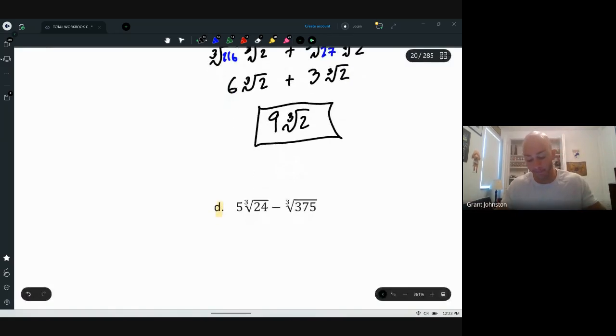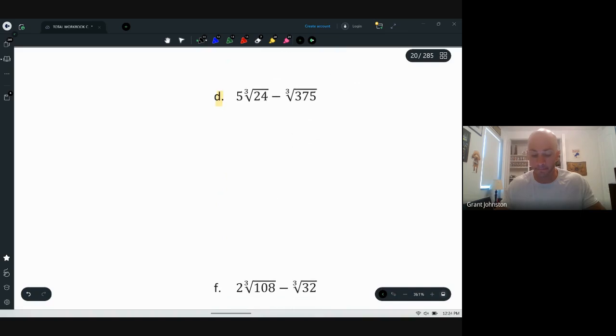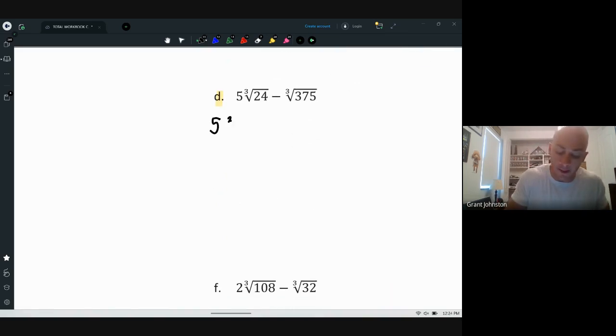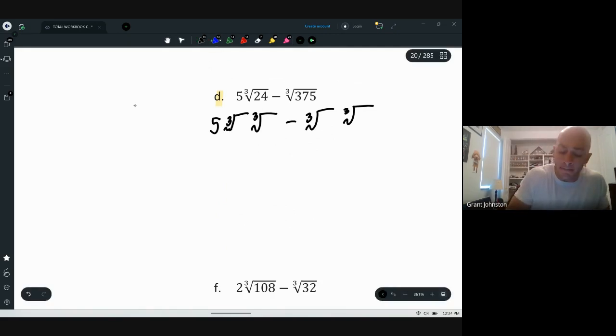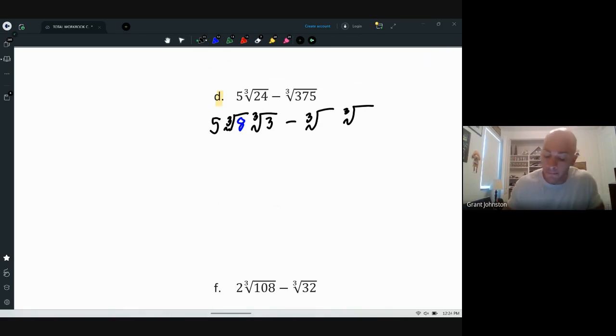Let me just do one more. I'm going to do D. So 5, break up the 24, and break up the 375. 24, the biggest perfect cube that goes into 24 would just be 8. 8 times 3 is 24. The cube root of 8 is 2. So 5 times 2 is going to be 10 cube root 3.